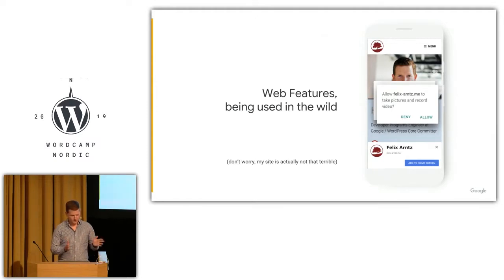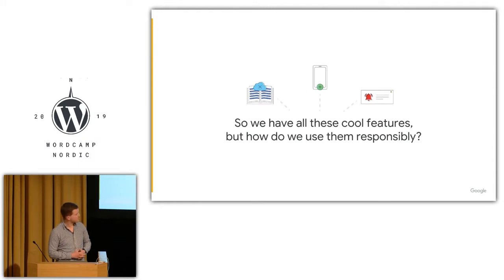So as you can see, this can happen if you just randomly use all features that are available without actually thinking about how they impact user experience and whether this would provide enough benefit to do that. So we have all these cool new features, but how do we use them responsibly? And this can especially become a problem in WordPress, where you deal with so much third-party code.